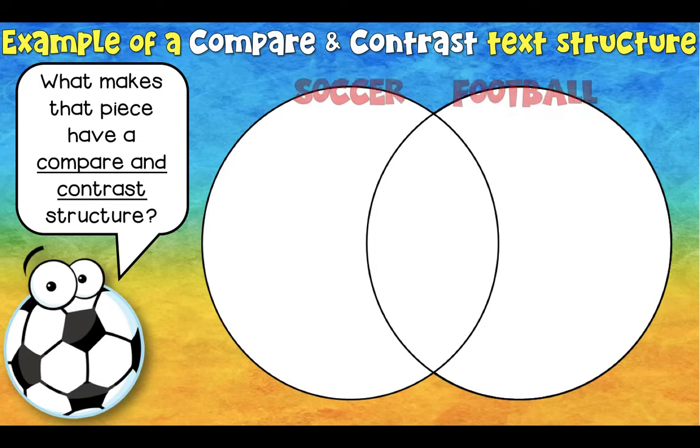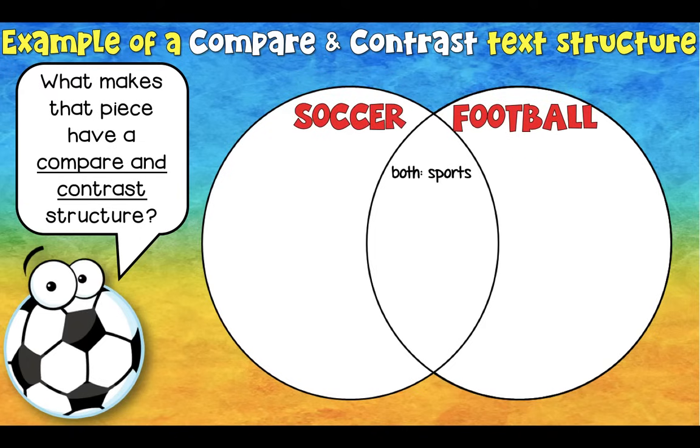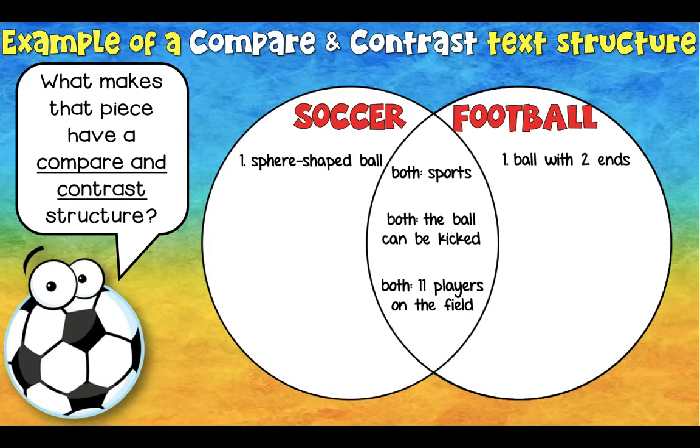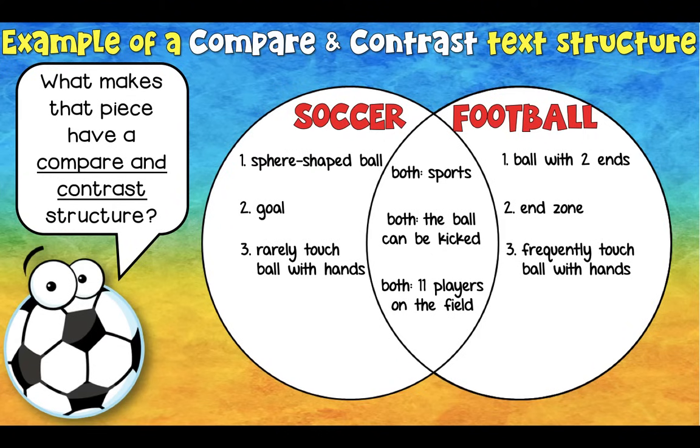So this can be organized using a Venn diagram. They're both sports, they both can kick the ball, they both have 11 players, but here's the differences. Different shaped balls, one has a goal, one has an end zone. One you barely ever use your hands, the other one you mostly use your hands. One has no tackling and one has tackling.